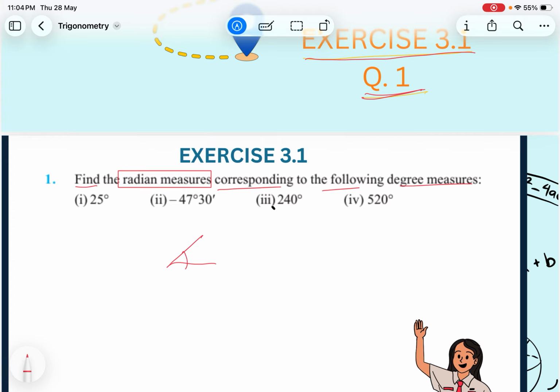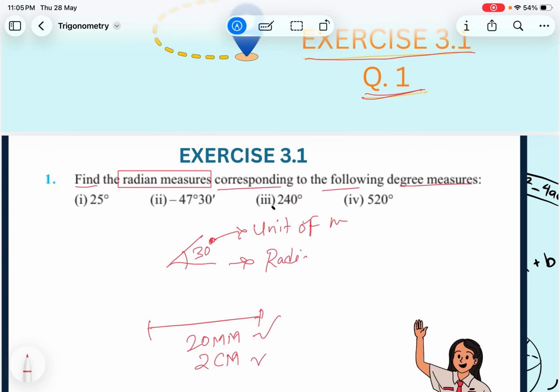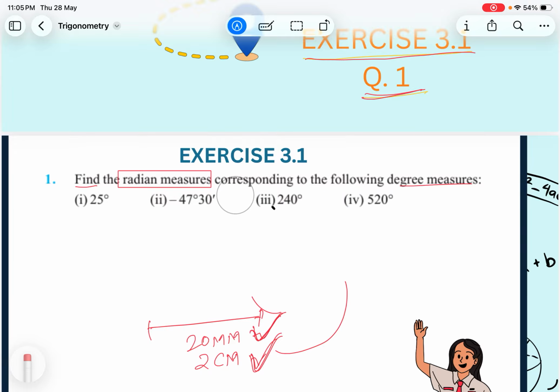We know if we have an angle, then we say it like 30 degree. So this degree is a unit of measurement. Same like if I ask you what is the length of this line, maybe you say this is 20 mm, for example, and someone else can say no, this is 2 cm, centimeter. Both are correct. So we know only about degree as of now to measure an angle, but now we have another unit of measurement that is called radian. Same like if we know only about mm, and I told you that centimeter is also a unit of measurement. So now you know what is radian. This is a unit of measurement for the angle.